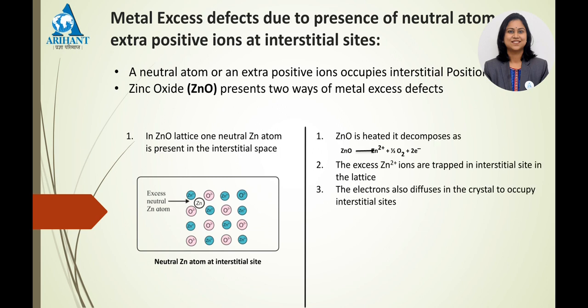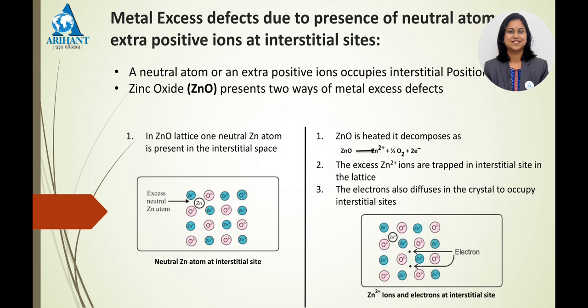When zinc oxide is heated, it decomposes. Let us study the reaction. ZnO gives you Zn2+ plus half O2 plus 2 electrons. The excess Zn2+ ions are trapped in interstitial sites in the lattice. The electrons also diffuse in the crystal to occupy interstitial sites. Observe the diagram, students, you can see.